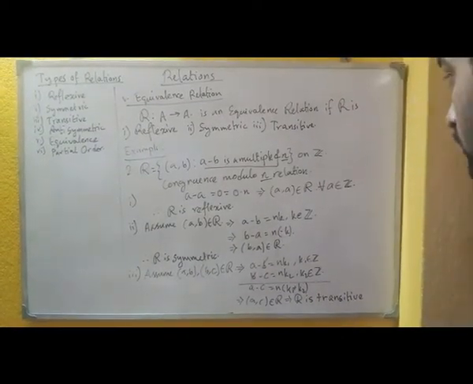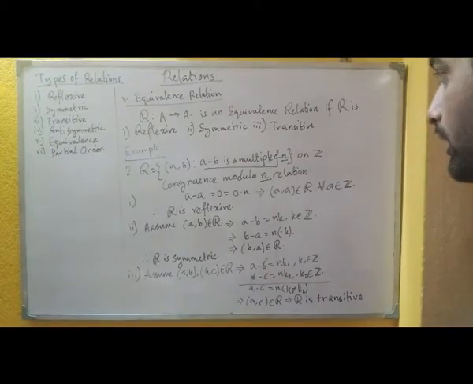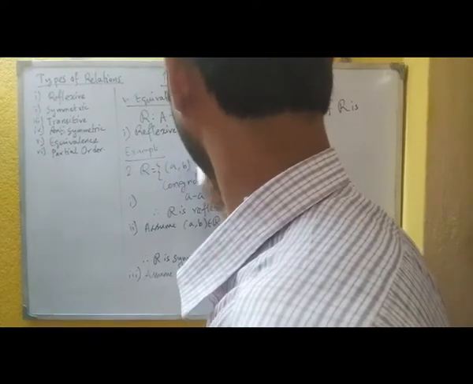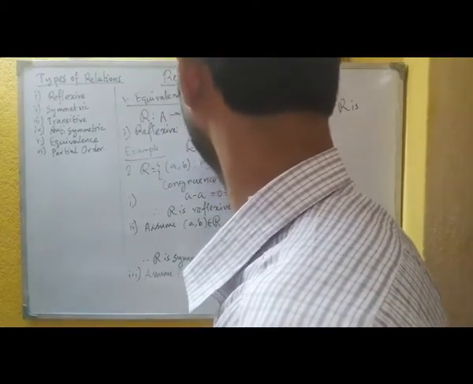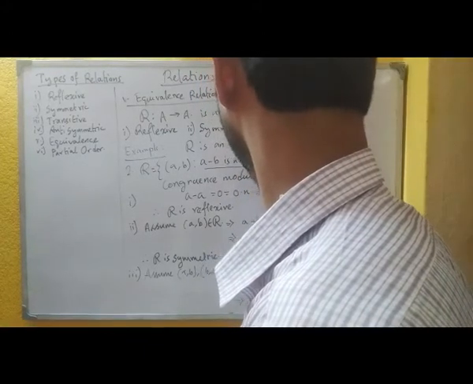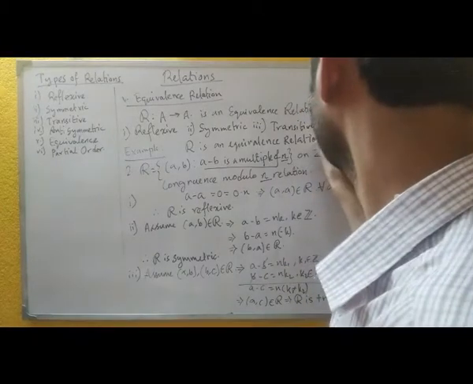So from these 1, 2, 3, we can say that the relation of congruence modulo n is an equivalence one. Okay. So here we write that R is an equivalence relation.